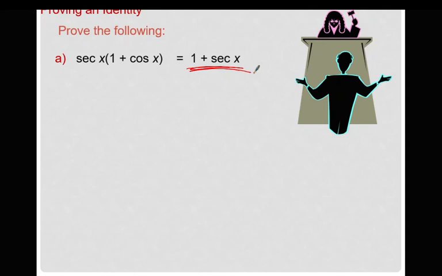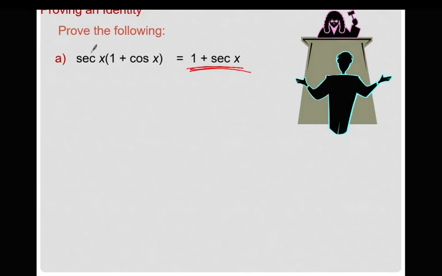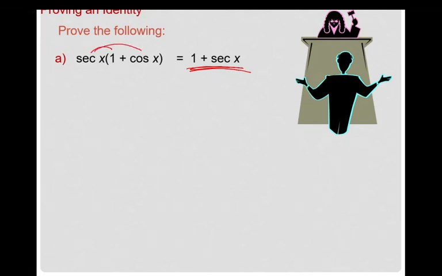So, for instance, I could change secant to 1 over cosine. But why would I do that? Because on the other side, I have 1 plus secant. Do you see what I'm talking about? The answer is going to lead you on your way. Why would I change secant when I'm trying to get to secant? So let's start by following our rules. Rule number 2 is try to do any kind of algebra, any distributing, factoring, that kind of stuff. So first I'm going to distribute in secant.